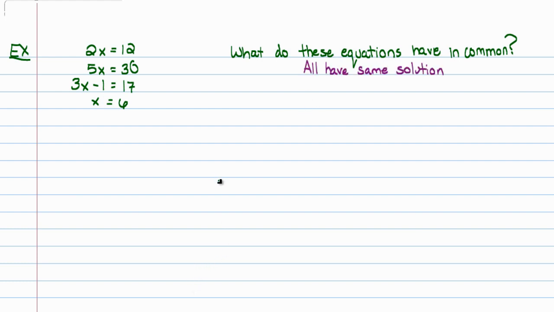Now, one thing I want to convince you of, it's very easy to convince you of this: would the solutions to any of these change if I were to write them in a different order? In other words, if I were to write it instead as 2x equals 12, x equals 6, 5x equals 30, and 3x minus 1 is equal to 17. Would the solutions still be the same, or would they change? And the answer is that they would stay the same.